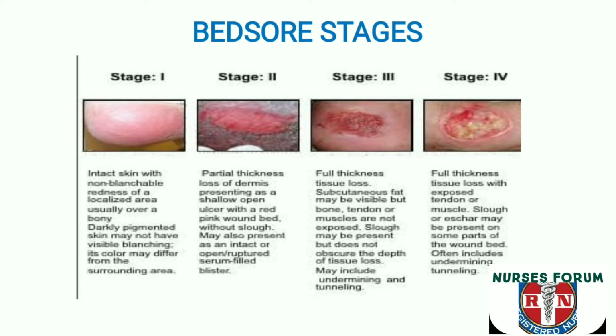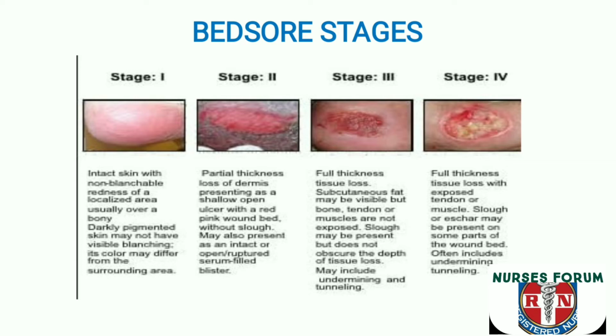This image shows different stages of bed sore. Stage 1, stage 2, stage 3 and stage 4. In stage 1, skin is intact, only redness is there on the skin. In stage 2 bed sore, partial thickness loss of dermis is there and subcutaneous tissue is not involved. Only dermis is involved.